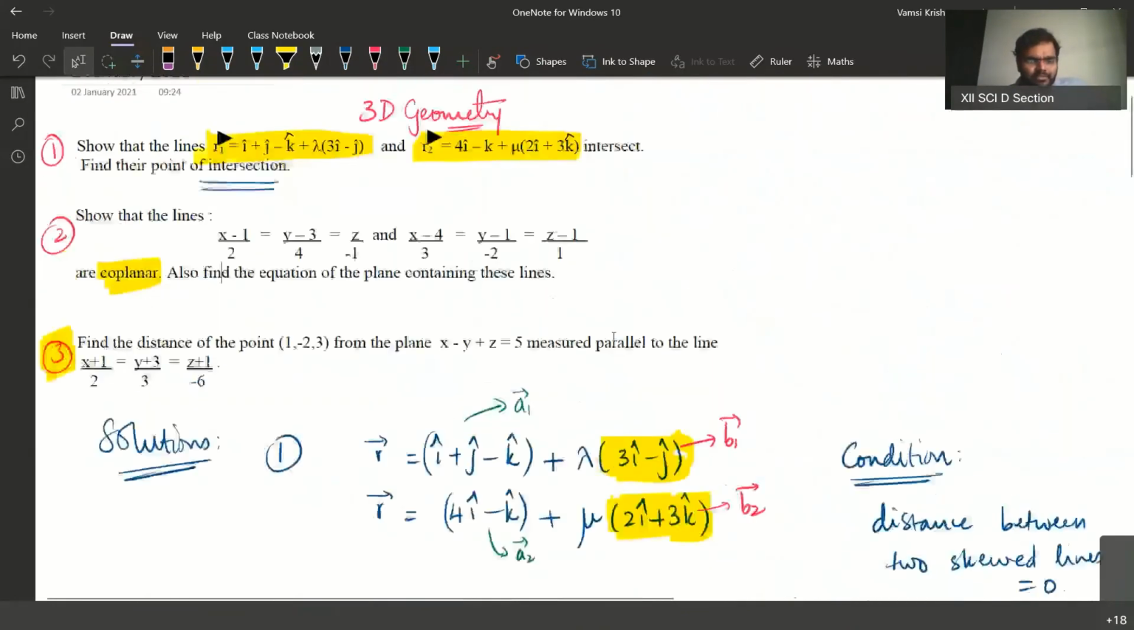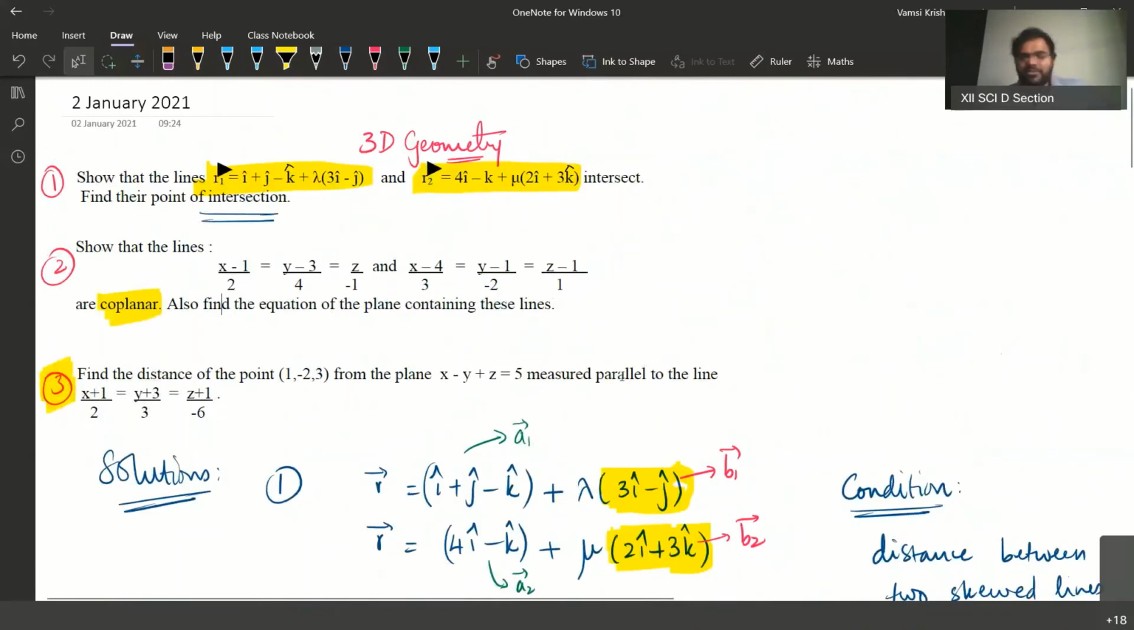And the third question, I will leave this third question to you to do, students. Please give it a try. I'll draw the diagram for you.